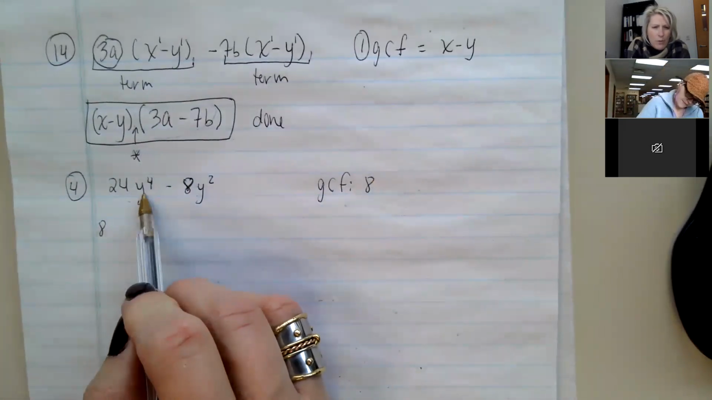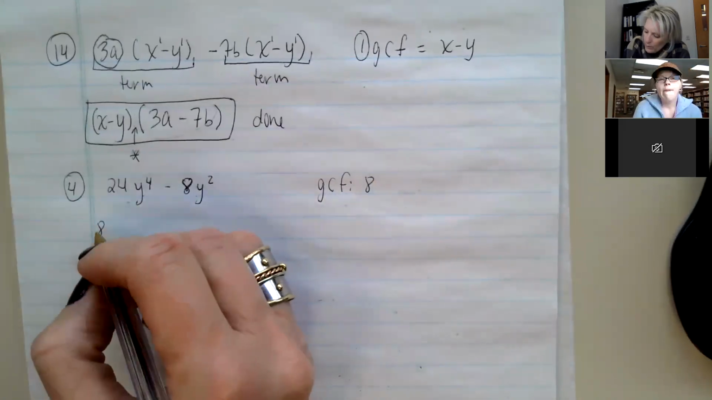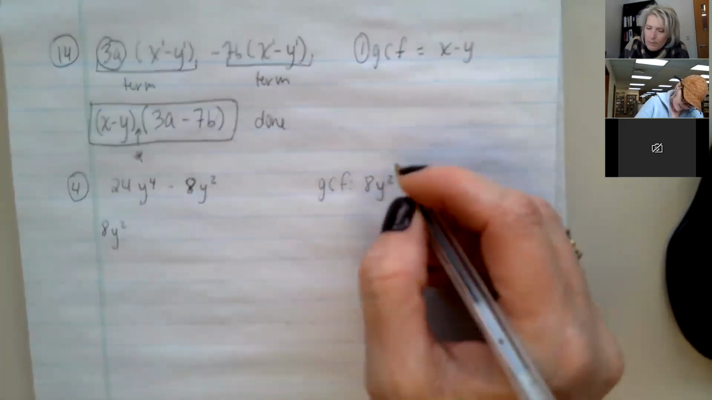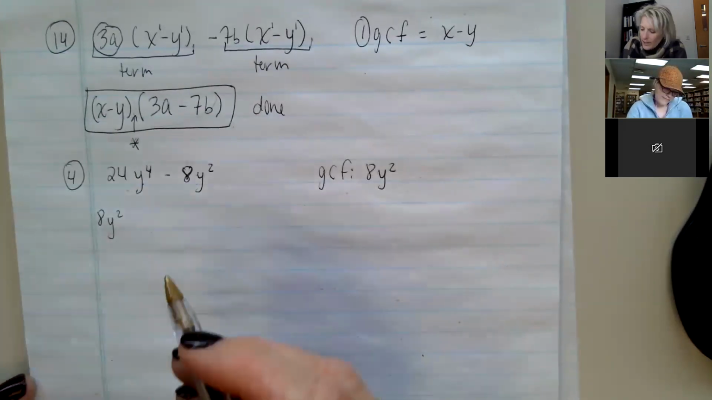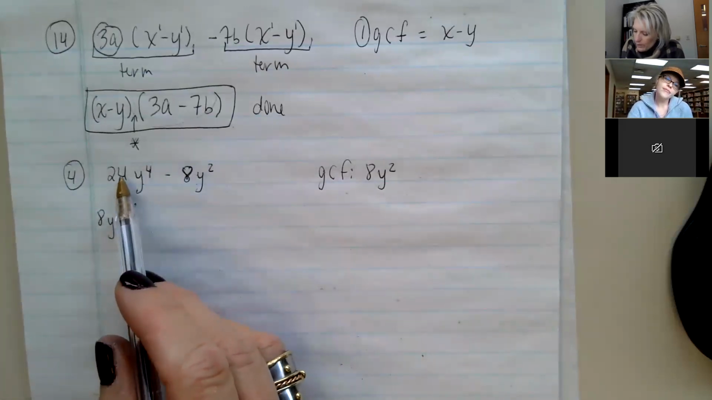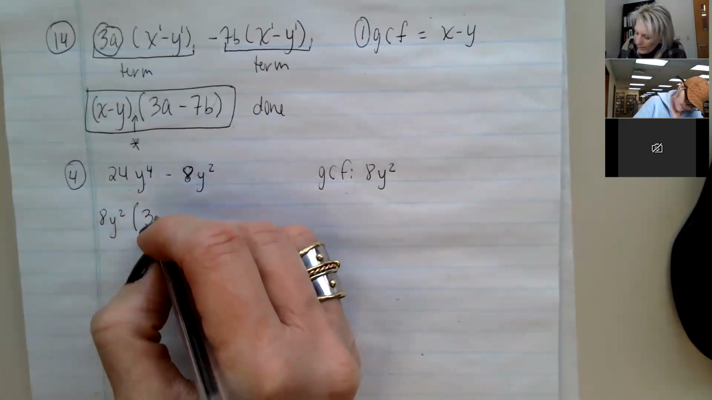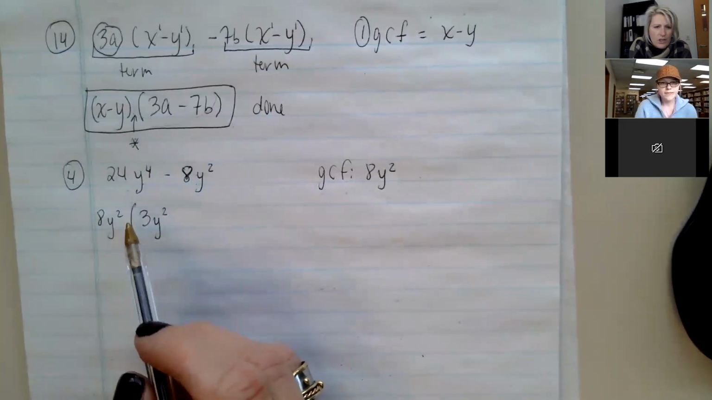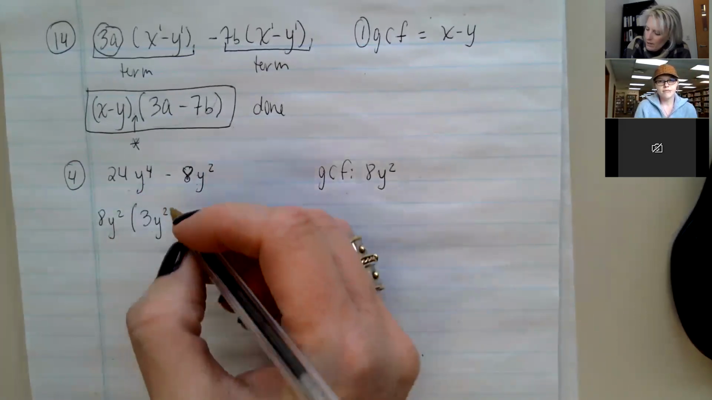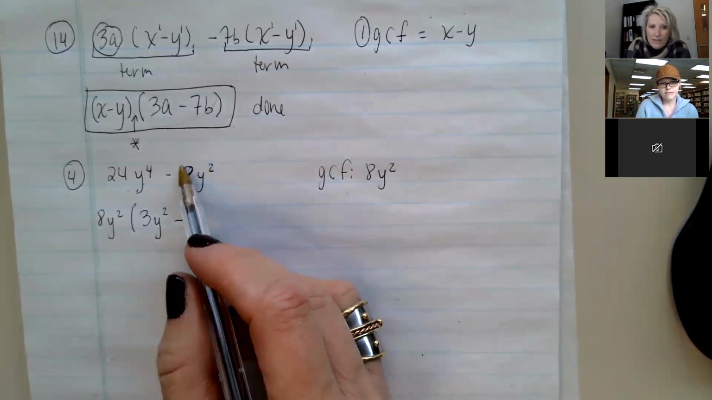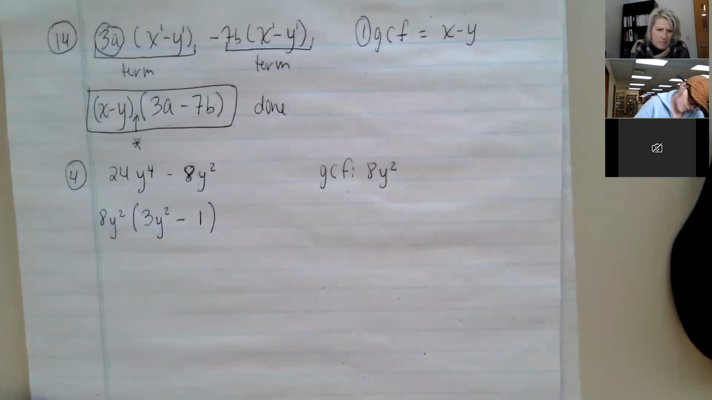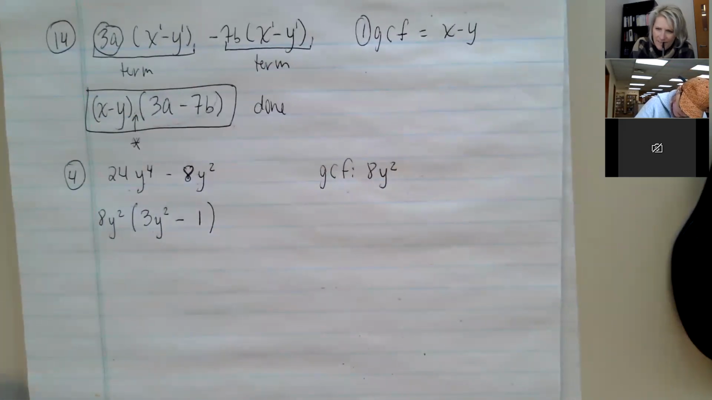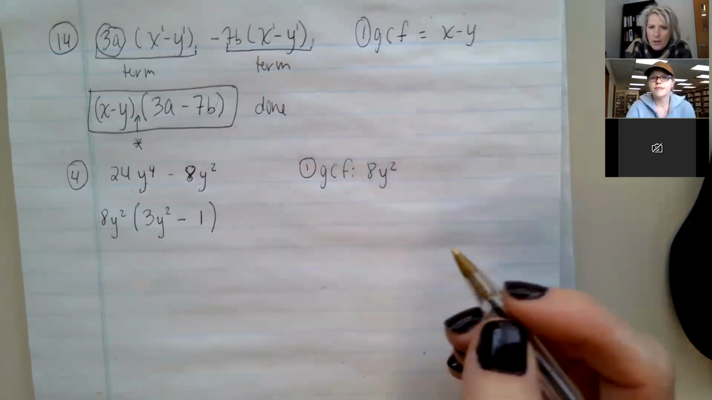And then we got y to the fourth and y squared, right? So y squared is going to be the largest there. So I'm just going to write that over here. That's my greatest common factor. Okay, so when I pull out 8y squared, 24 divided by 8 is 3. And then I have y squared left over, because I have to check that y squared times y squared would make a y to the fourth. Subtracting, and then 8y squared had everything in common, right? So I have to have a placeholder, so I have to have a 1 there. Okay, so that's my step 1.